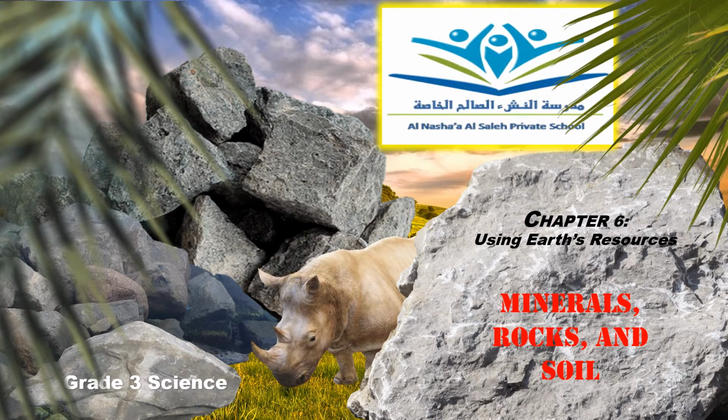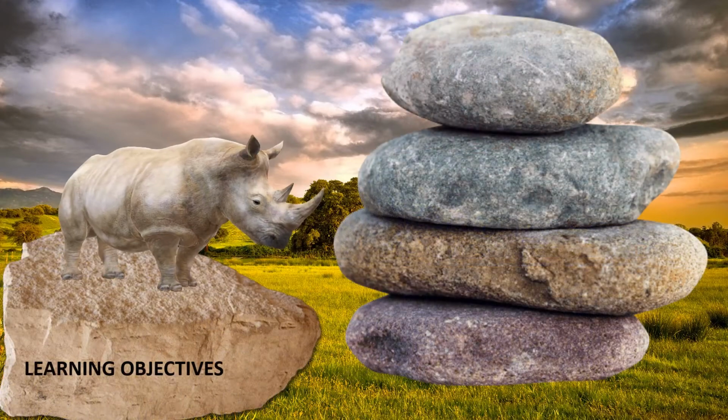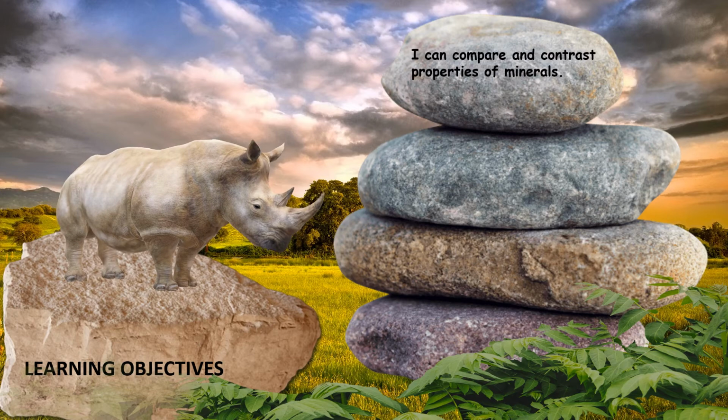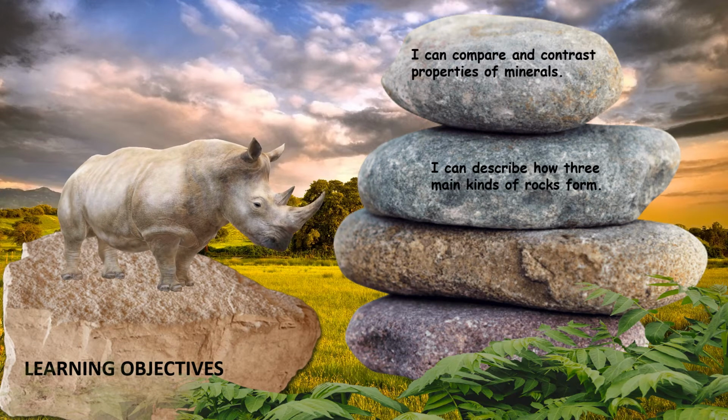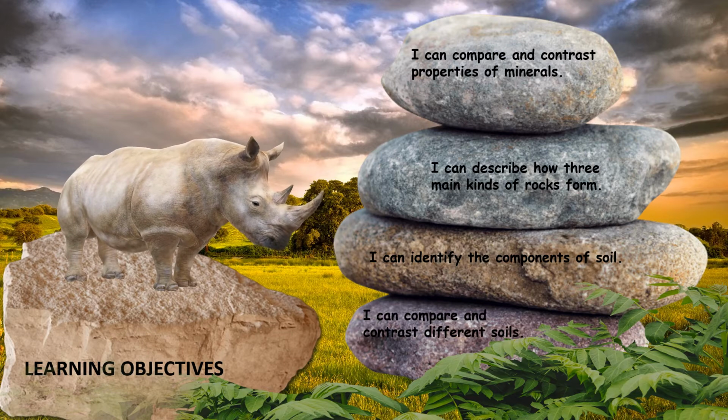Today in science, we're going to learn about using Earth's resources: minerals, rocks, and soil. For today's learning objectives, I can compare and contrast properties of minerals. I can describe how three main kinds of rocks form. I can identify the components of soil. I can compare and contrast different soils.